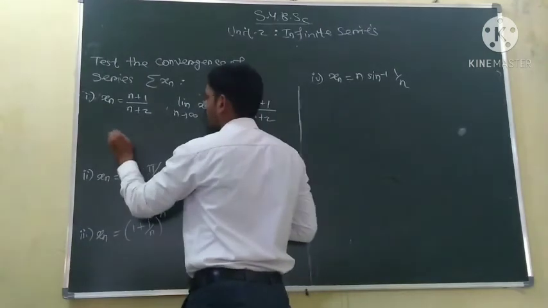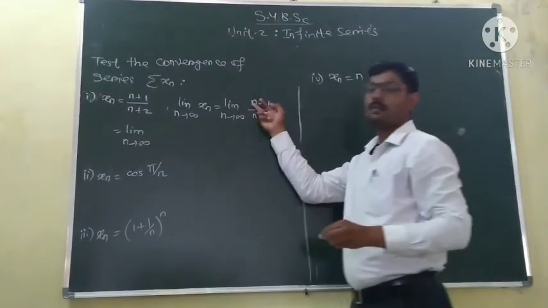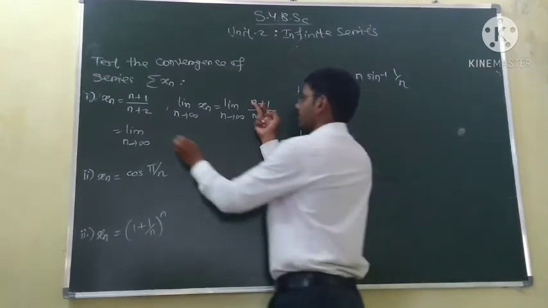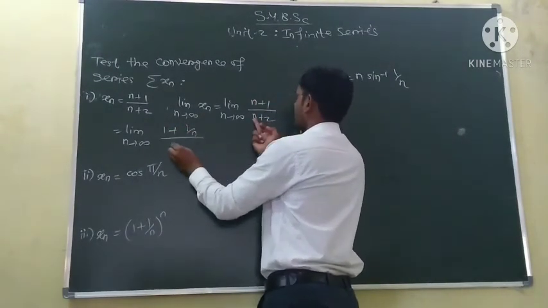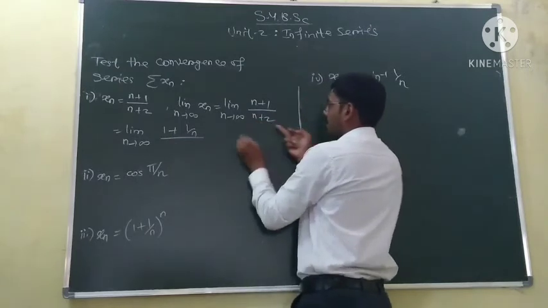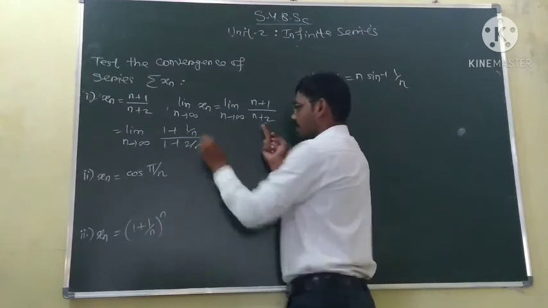Now we will divide the numerator and denominator by n. So this becomes limit n tends to infinity, divide the numerator by n, so n by n is 1 plus 1 by n. Also divide the denominator by n. So separating, we get n by n is 1 plus 2 by n.